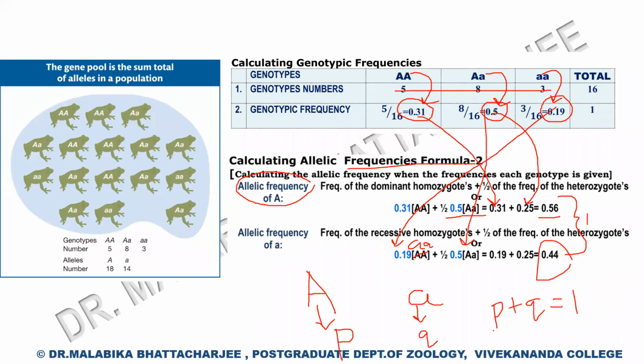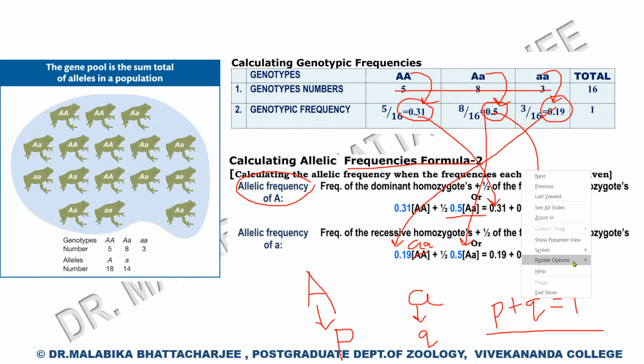So this is how the denotation of the alleles is done. The dominant allele is represented as P, the recessive allele is represented as Q. At the start, I said the allele frequencies in a given population should always add up to 1. In this population, we have two alleles, capital A and small a. So capital A is P, small a is Q. We add it up, and in terms of mathematical derivation, we write it as P plus Q is equal to 1.